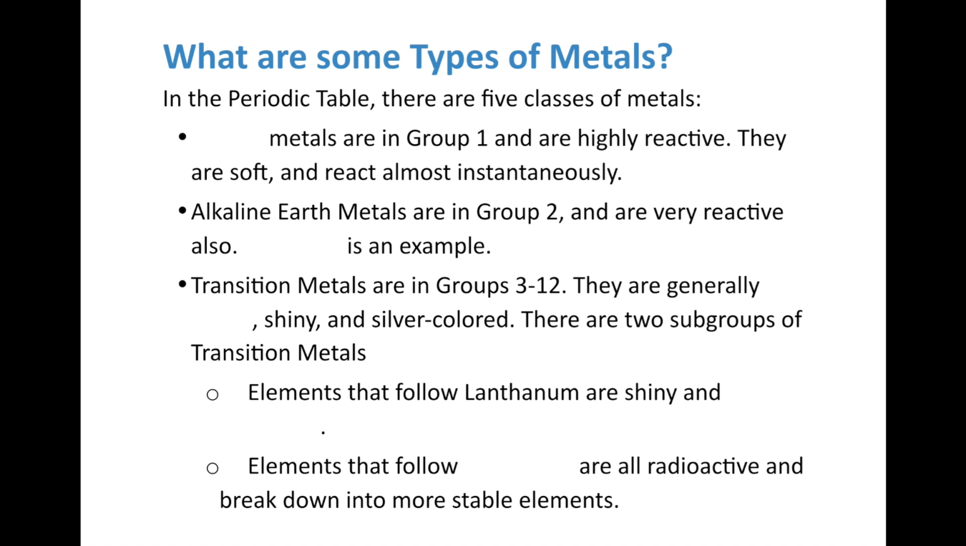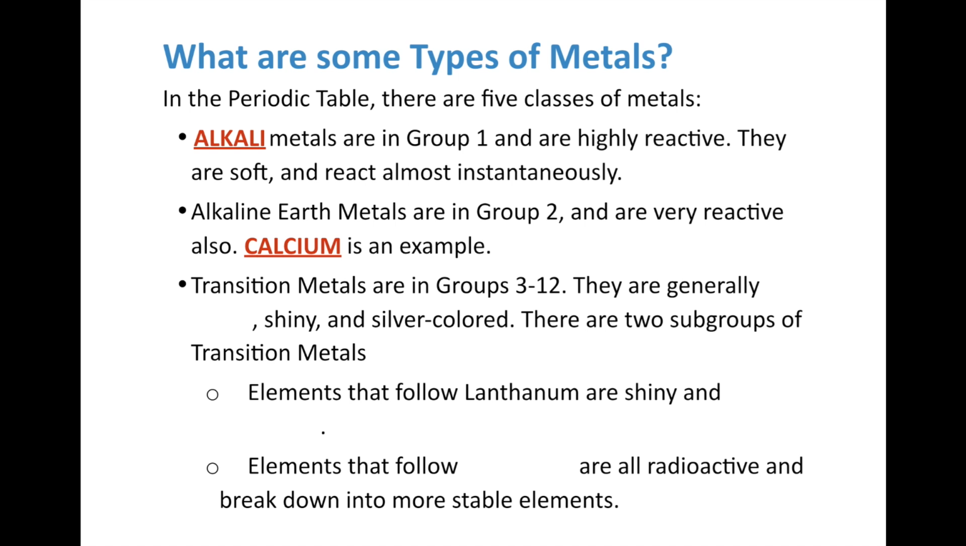So let's look at some categories of metals. We're going to talk about the different groups. In the periodic table, we have five classes of metals. The first ones are alkali metals in group 1. They're highly reactive. Things like sodium are alkali metals. They're soft and react almost instantaneously. The second group are alkaline earth metals, in group 2. They're very reactive also, though not quite as much as alkali metals. A good example of an alkaline earth metal is calcium, the stuff that your bones are made out of.